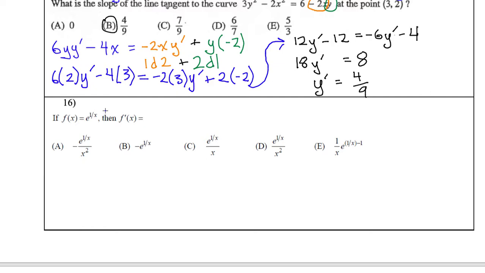Just good memory, right? So 1 over x is the same thing as x to the negative 1, just for reference. So the derivative of e to the x is e to the x. So e to the 1 over x.